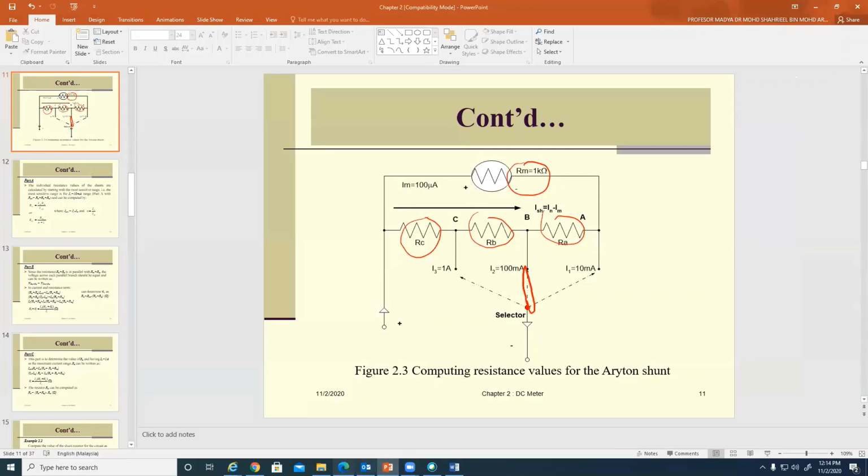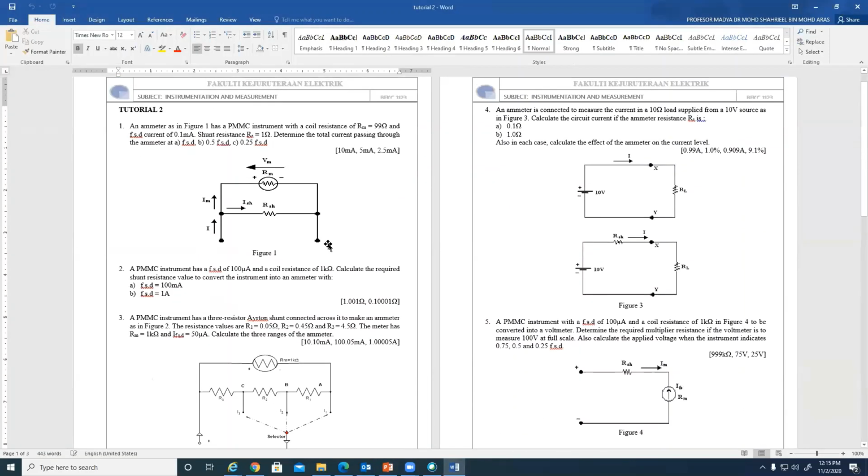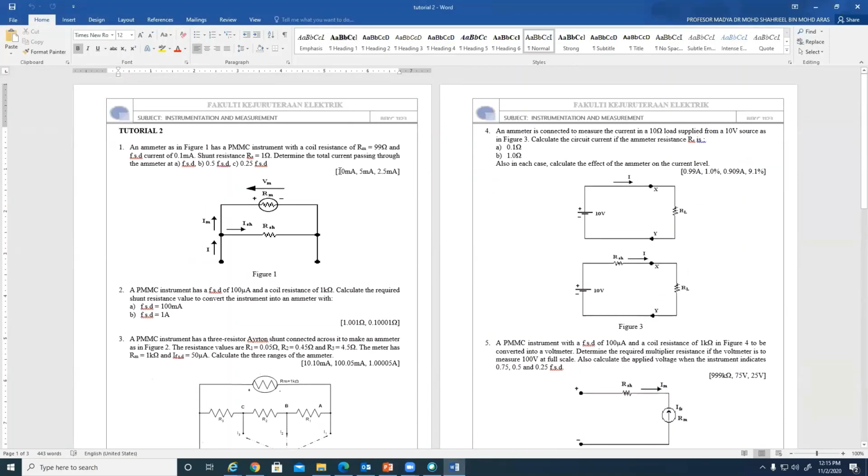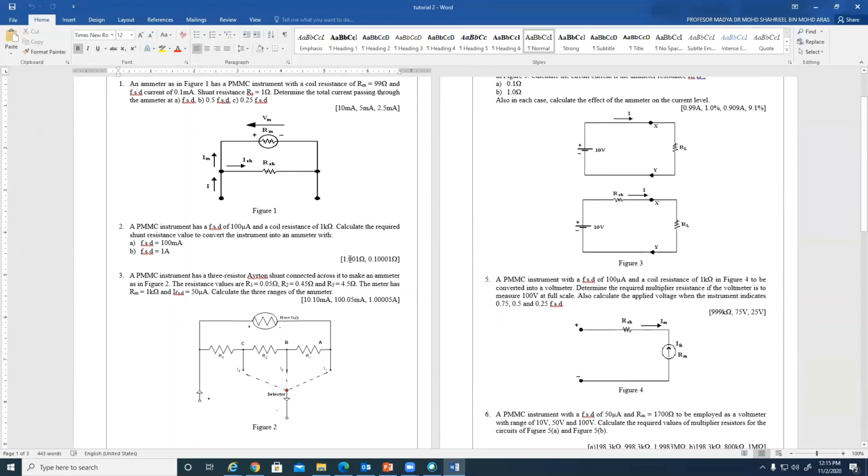The tutorial is already given in the WhatsApp group, so you can check the tutorial. For all the tutorials, we have the answers here. I'll give the answer and then you have to double check whether it is correct or not. Maybe we made some mistake on the answer. So tomorrow we can discuss. Tomorrow we focus on tutorial 1 first. Next, after we finish chapter 2, we focus on tutorial 2.